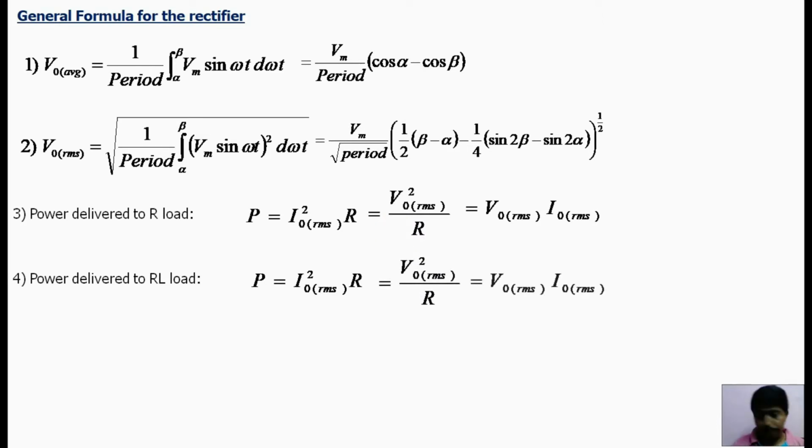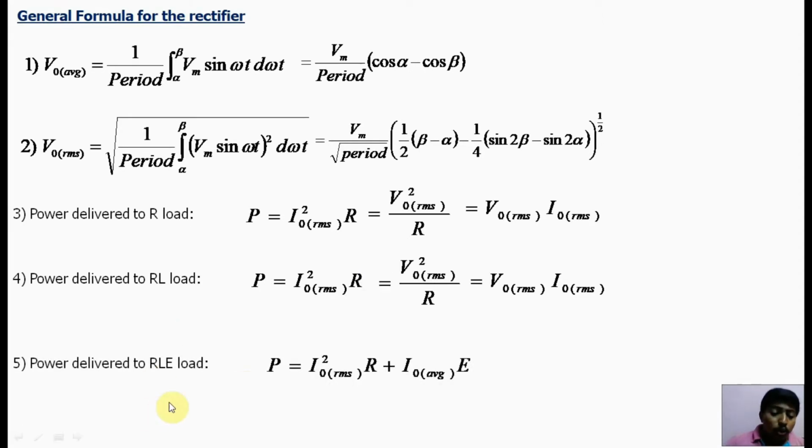The fifth formula is the power delivered to the RLE load. P is equal to, for the R load, I0 square RMS into R. For the inductive load, the average power consumed by the inductive load is 0. For the E load, I0 average into E. This is the average value. This is the power delivered to the RLE load.